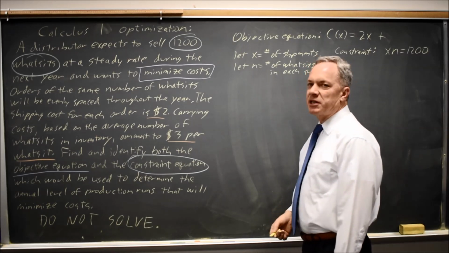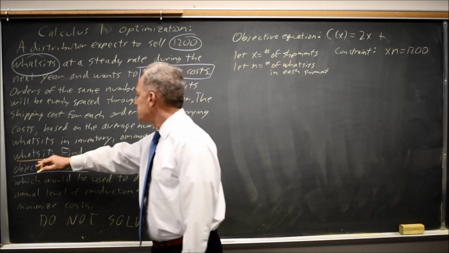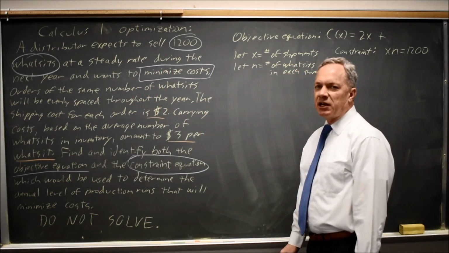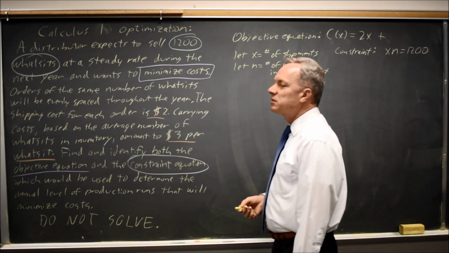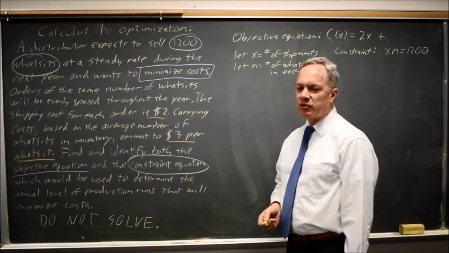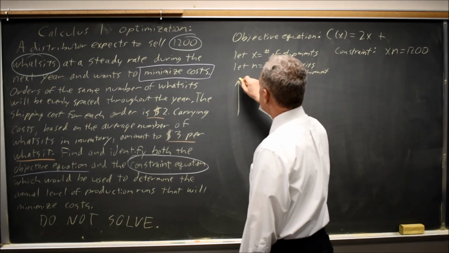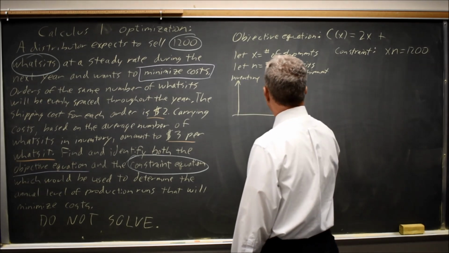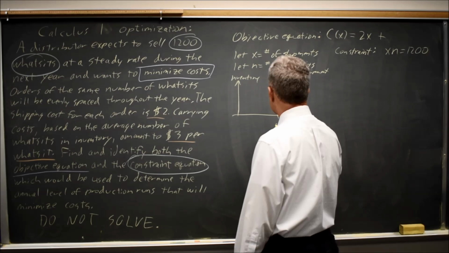Now I just need to figure out my carrying costs, and the carrying costs are $3 per whatsit for the average number of whatsits in inventory. And that's a hard thing to figure out, so I'm going to make stuff up. I'm going to try a couple of examples that are easy to work through and see if those suggest a general formula. So my inventory versus time going out to 1 year.